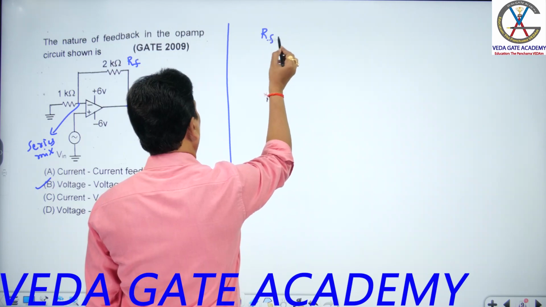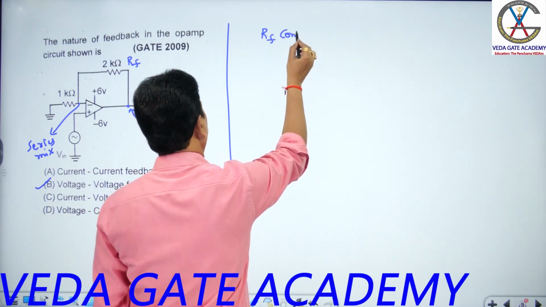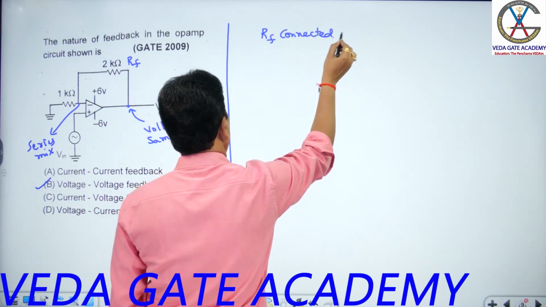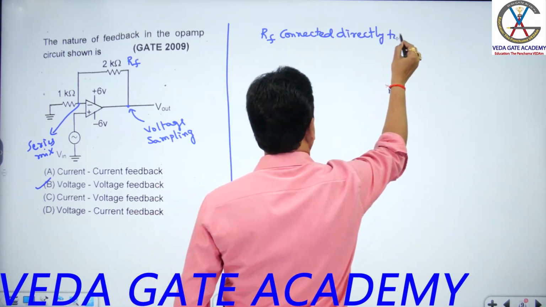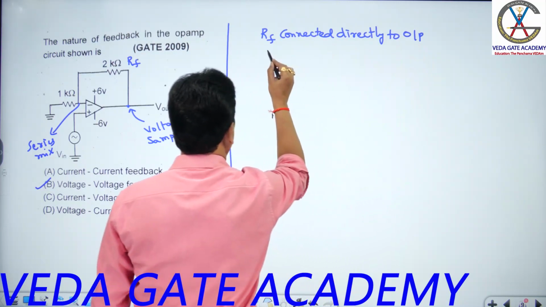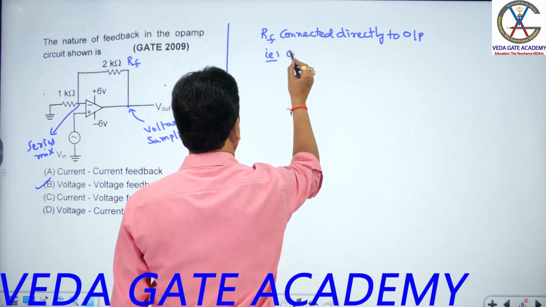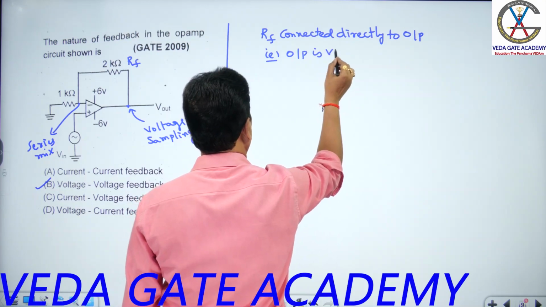So RF is connected directly to the output. That is, the output is voltage sampling.